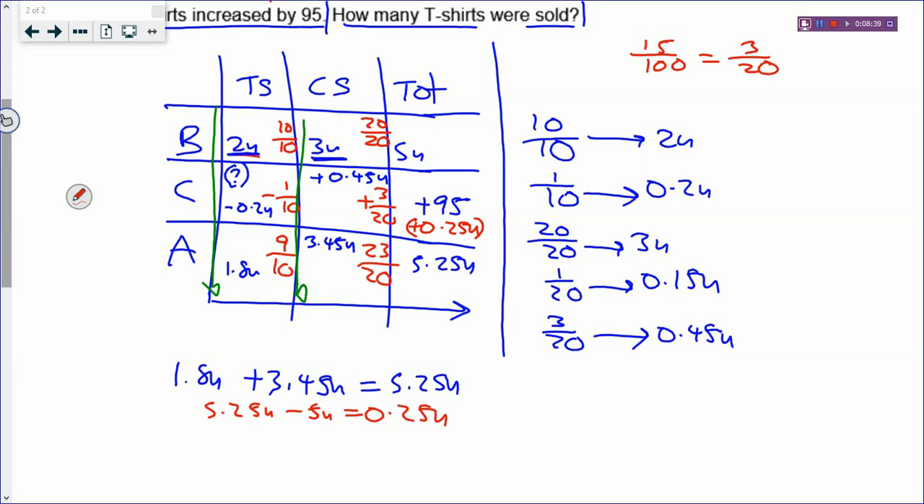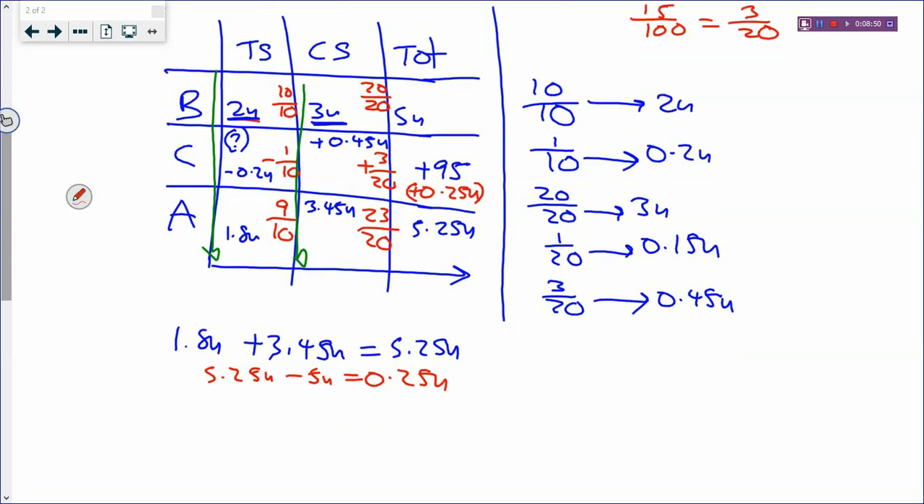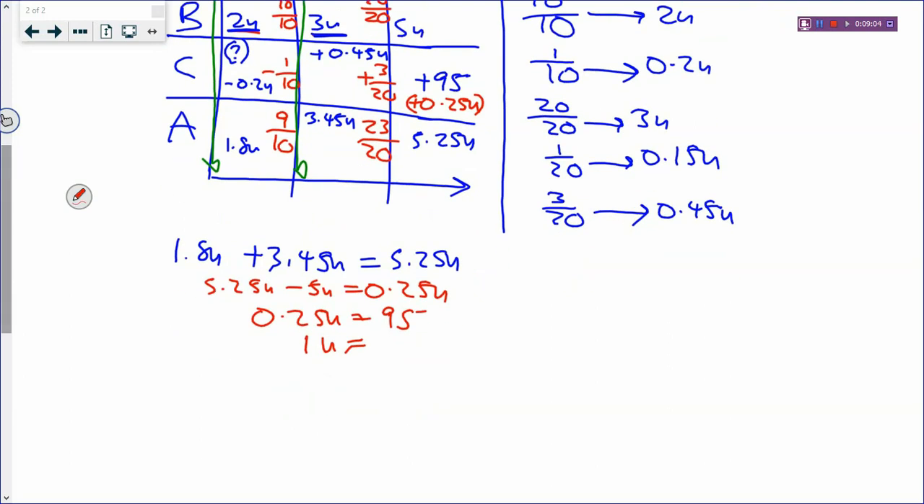Or there's another way, but I won't go through it because it looks harder. So you take the total in the end minus total at first, you get the increase, which is 0.25 units, and that is in the same box as 95. So can you find 1 unit? To get 1 unit, what do you do? You always divide. So you take 95 and you divide by 0.25. And what do you get? 95 divided by 0.25, you will get 380. So your 1 unit is 380.